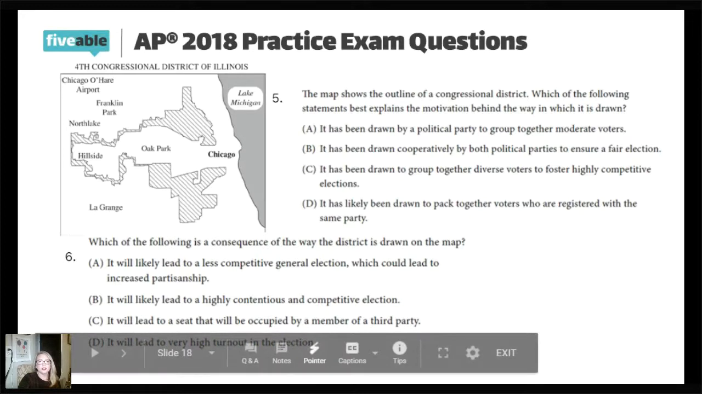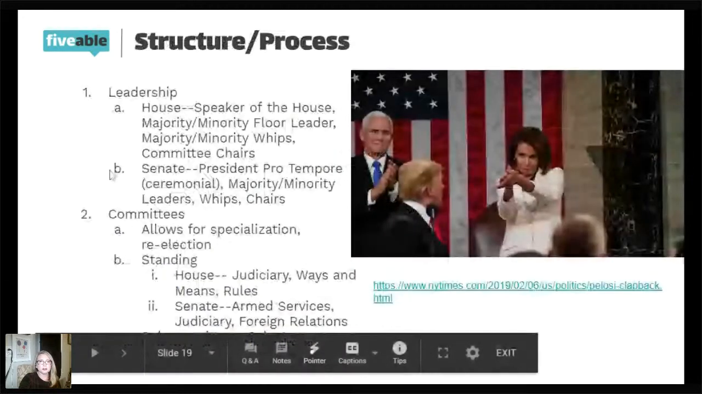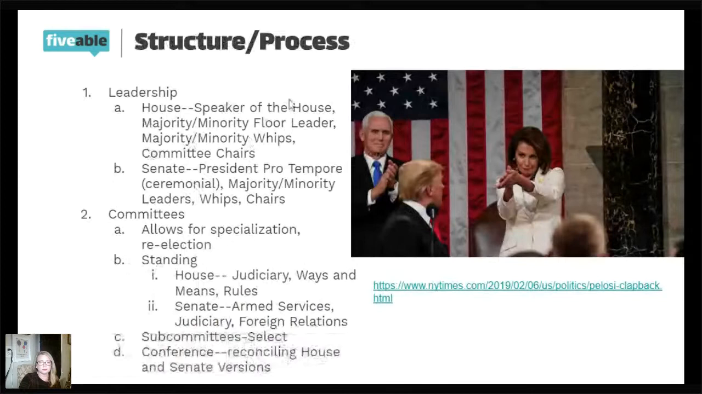Okay, so the structure of Congress is that you have a leadership in both the House and Senate. We call the head honcho for the House the Speaker of the House. They also have some whips and floor leaders. The Senate has its top position as president pro tem, but that's largely ceremonial, and the person who really has power in the Senate is the majority leader.